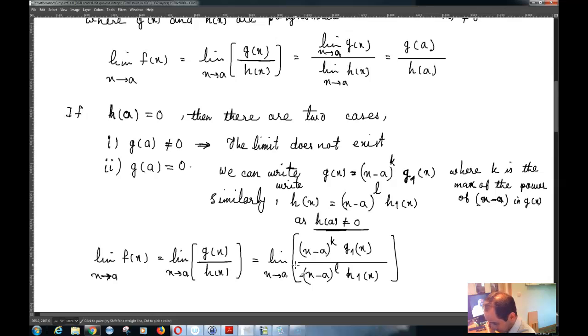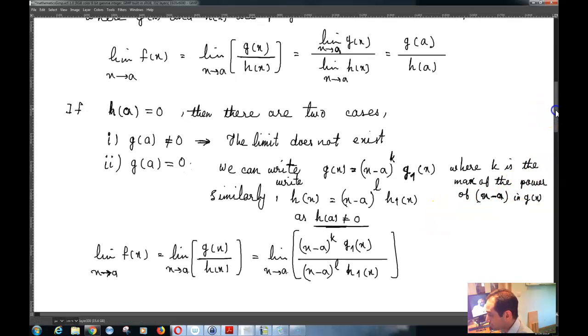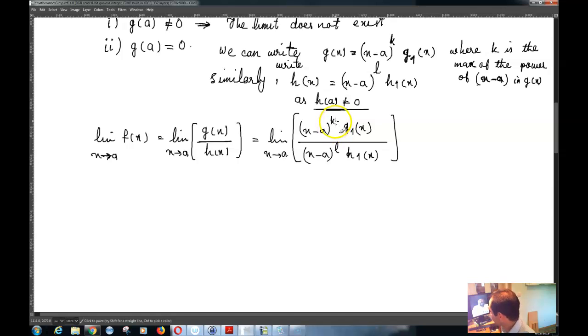Now what you can do is, if k is greater than L, then this part becomes the limit as x tends to a of, now if k is greater than L, then x minus a remains in the denominator.